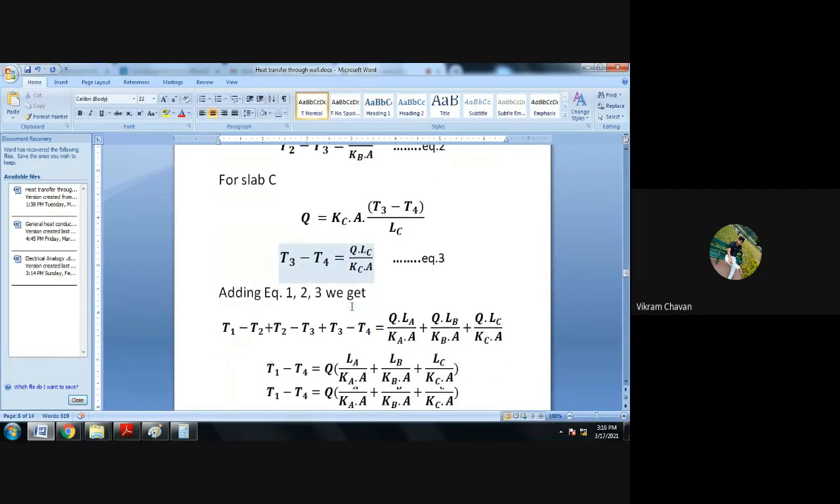Then next we have to add these three equations. Adding equations 1, 2, 3, in such a manner that the left hand side is added on the left side, and the right hand side is added on the right side only. On the left hand side we have the addition of all the temperatures, and the remaining part is added on the right side.